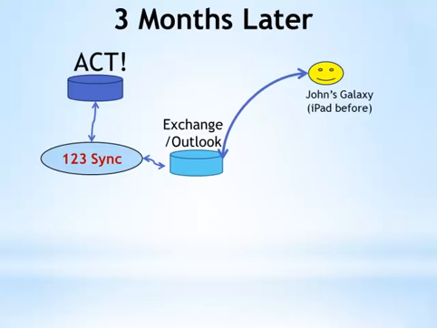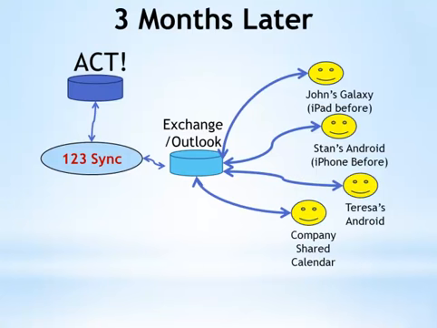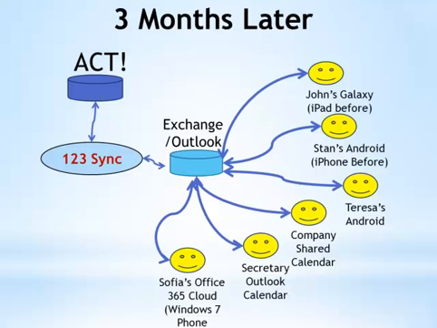Three months later, the world's changed. John used to have an iPad, now he has a Galaxy, and the Galaxy is syncing with Exchange. As well, the Android now is syncing with Exchange instead of having the iPhone. Or another Android has been changed, but the company is still the same. And Sophia has decided to go with the 365 cloud, where she can access her data just through the web browser, as well as has a Windows 7 phone. And Paul has an Android. He had an iPhone 4 before. So although the world is changing and these phones and these accessibility components are changing, your synchronization solution is constant.